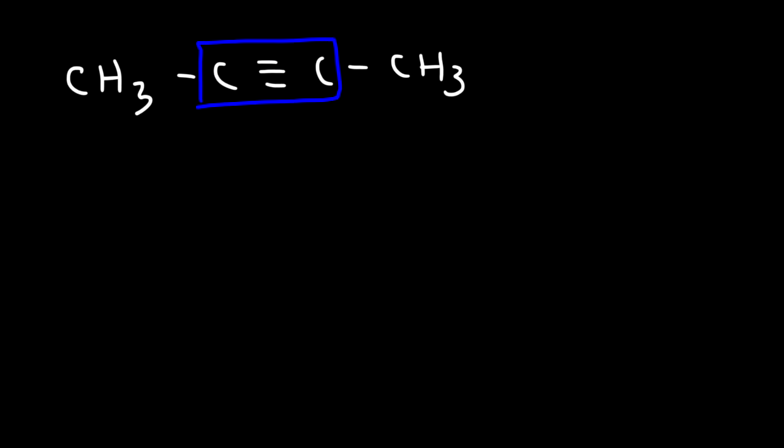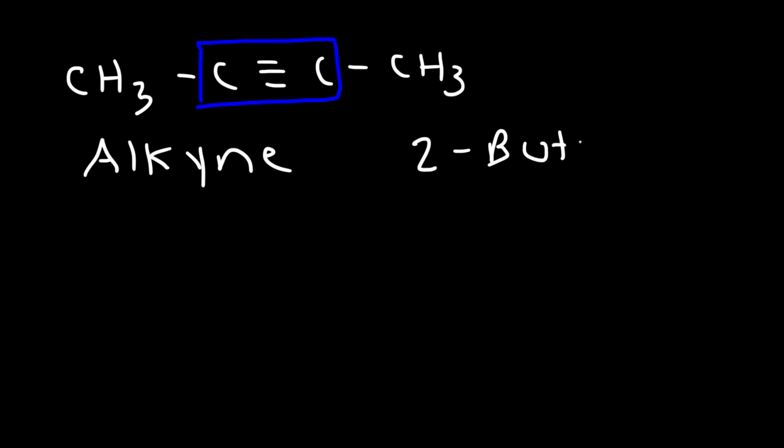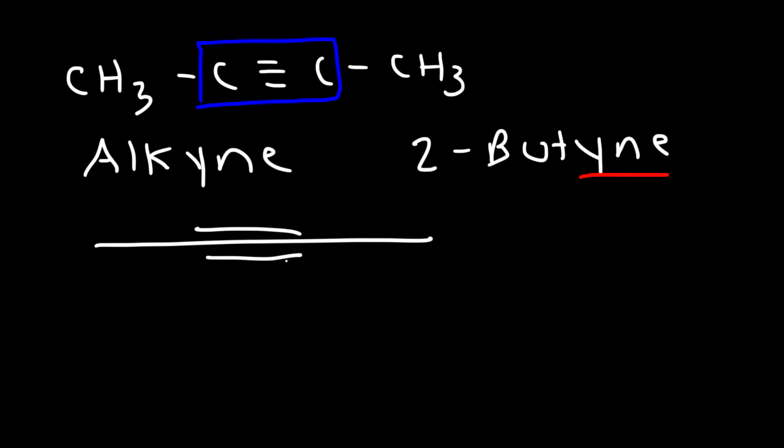Now, what about this example? What if we have a carbon-carbon triple bond? In this case, this is known as an alkyne. So that's the functional group, and the particular name for this molecule is 2-butyne. It has the suffix -yne. Now, if you want to draw the line structure for that molecule, it looks like this. And so there's 4 carbons. This is carbon 1, 2, 3, and 4.